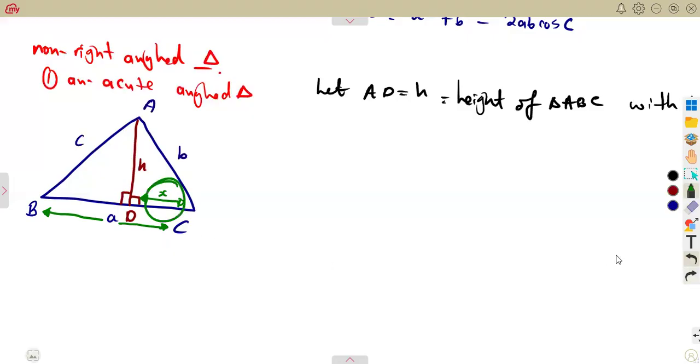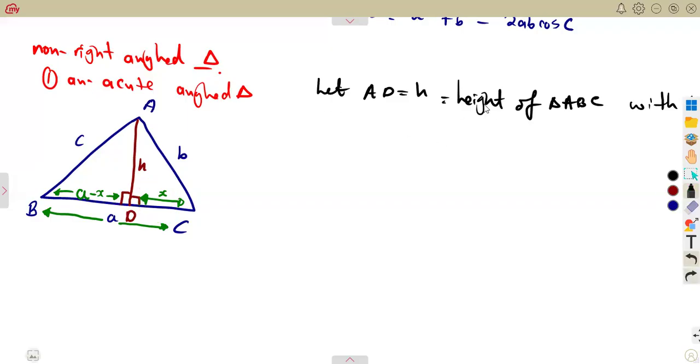And X is taken from D to C. What does it mean? It means the remaining part can be calculated as the difference A minus X. So the remaining part from B to D is A minus X. Remember, the whole of the line is A and this one is X.